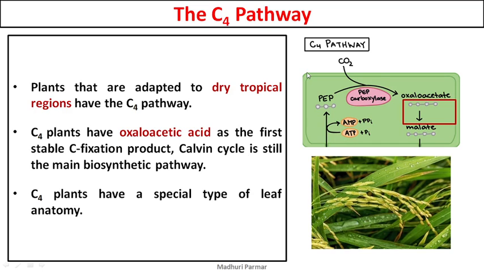Here you can see the basic C4 pathway. You have carbon dioxide, which will form a bond with PEP, phosphoenol pyruvate. If you remember, phosphoenol pyruvate comes in glycolysis as well. It is a 3-carbon compound. It forms a bond with carbon dioxide. The enzyme is called PEP carboxylase, phosphoenol pyruvate carboxylase. The enzyme does the addition of carbon dioxide, and you get the first 4-carbon compound, which is oxaloacetate.